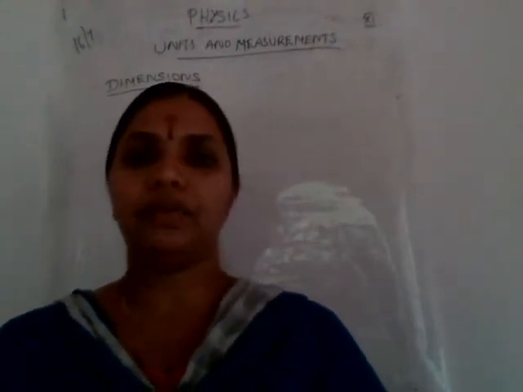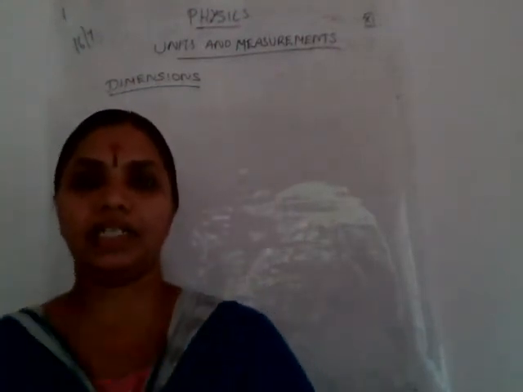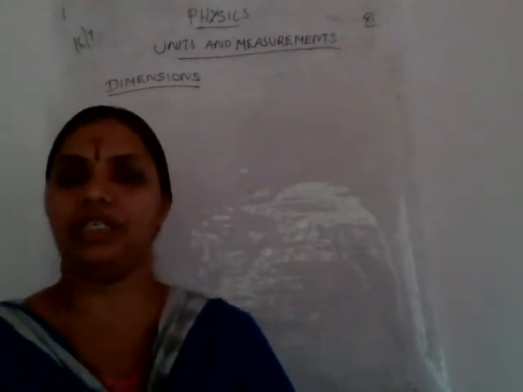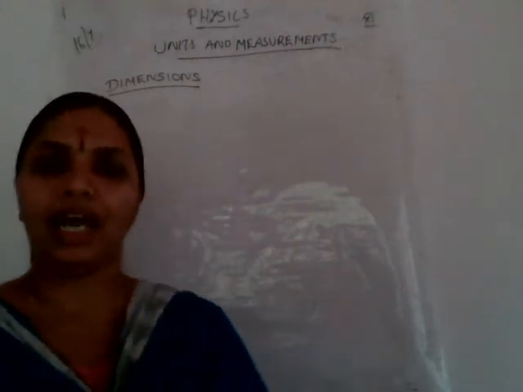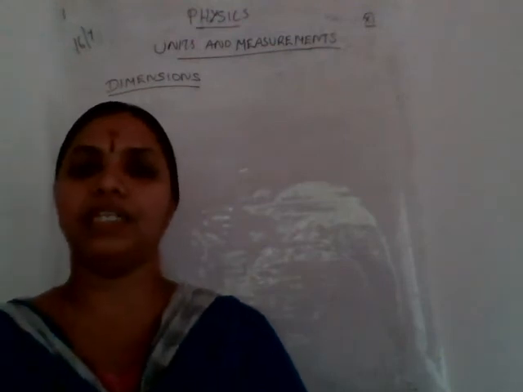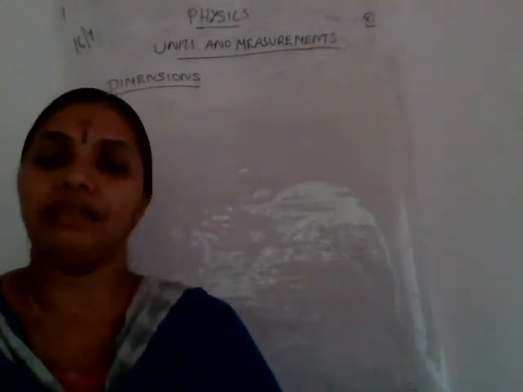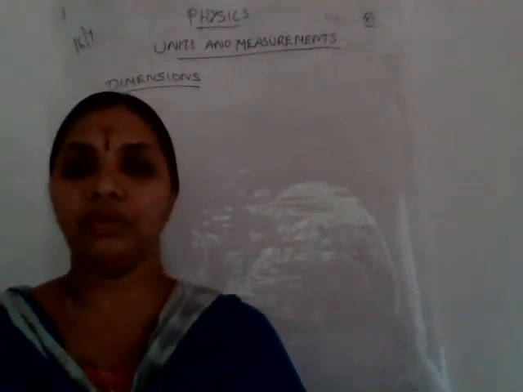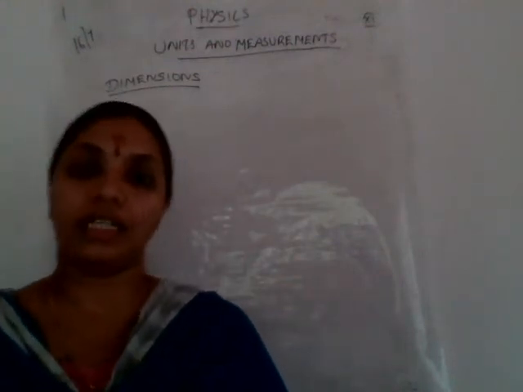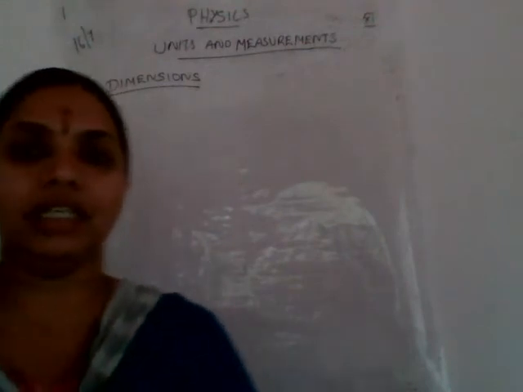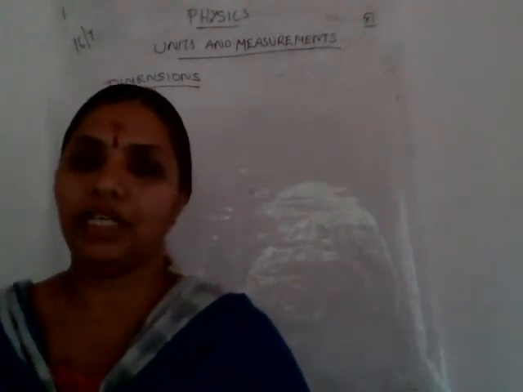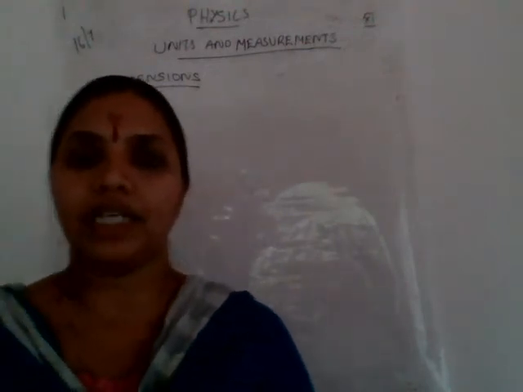So next we have to discuss about the applications of this dimension. Okay, we have the dimension, and from that we know the relation between the derived quantities and the fundamental quantities. And what is the use? Why we are going for this dimension? There are 3 applications. Out of 3, you have to study only 2. I'll tell you what are the 3.